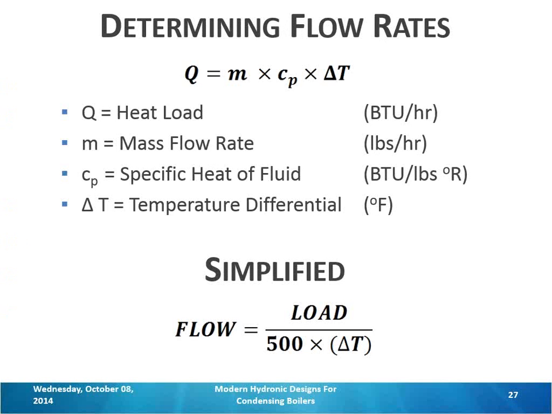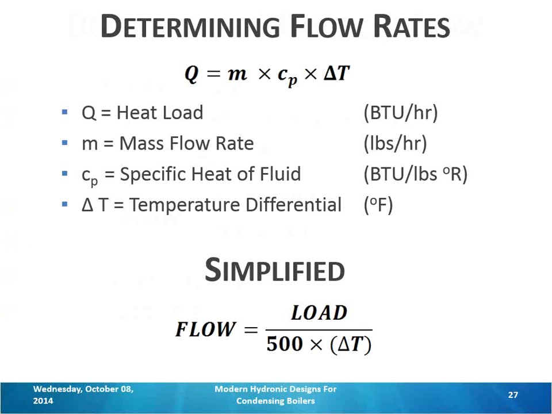On our design day condition, we really just have to plug in the numbers from that design. We have our 3.6 million BTU an hour, and we have our 30-degree delta T. That gives us a design flow rate of 240 GPM on that coldest day of the year. So that's what our pumps need to be sized for at a minimum.